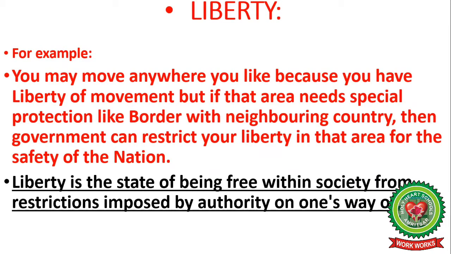The next term is liberty. For example, you may move anywhere you like because you have liberty of movement. But if that area needs special protection, like a border with a neighboring country, then the government can restrict your liberty in that area for the safety of the nation. Otherwise you have liberty of movement, but if the government needs protection of that area, it can restrict your movement. So reasonable restrictions can be imposed on your liberty. So what is liberty? Liberty is the state of being free within society from restrictions imposed by authority on one's way of life.